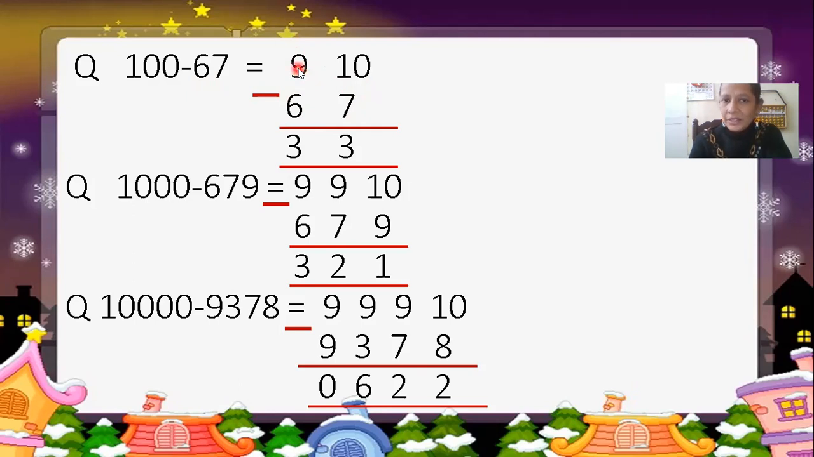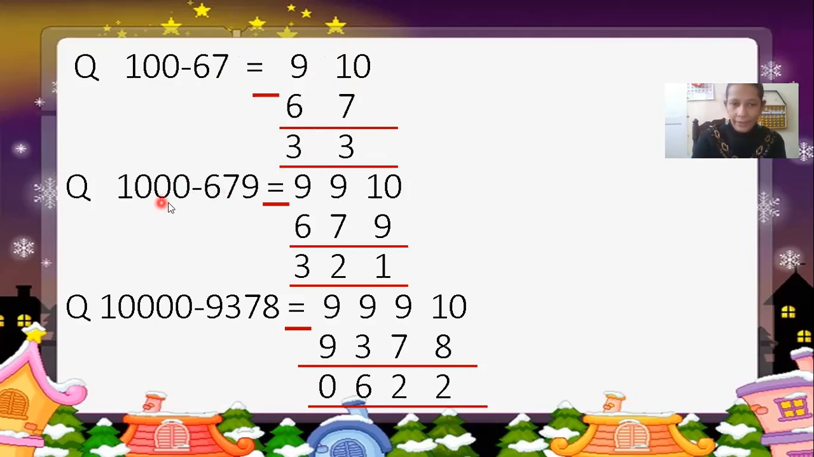Now you can see, from the left hand side, you will start the subtraction. 9 minus 6 is 3. And you have to subtract 7 from 10. So you know 10 minus 7 is 3. The answer is 33. And if through your traditional method you subtract this 67 from 100, you will get the same answer. But what you have done through Vedic maths, you have made your work very easy.